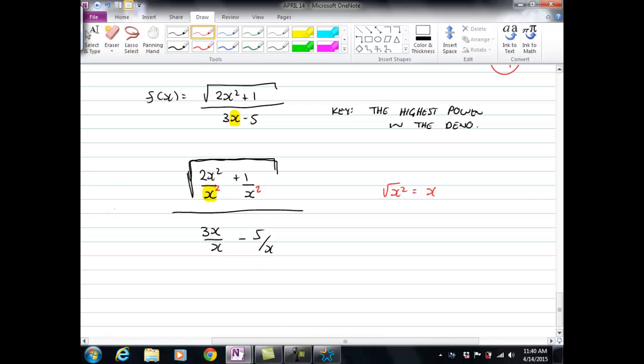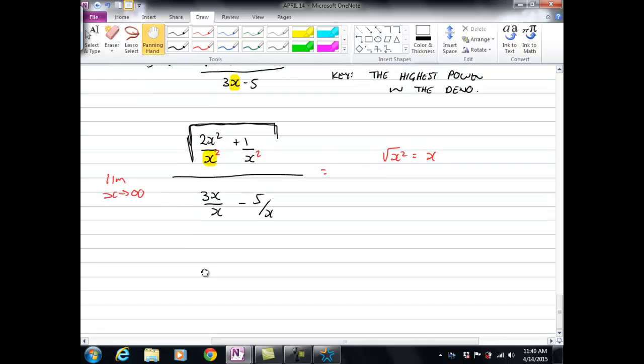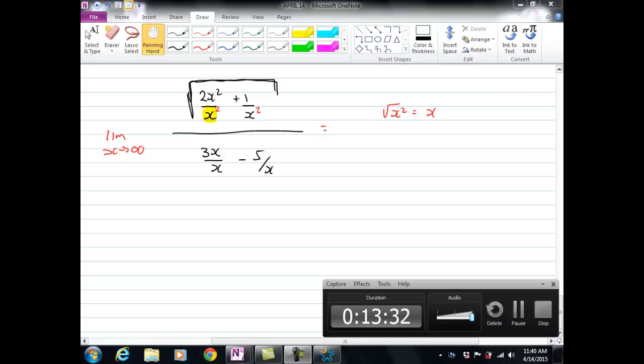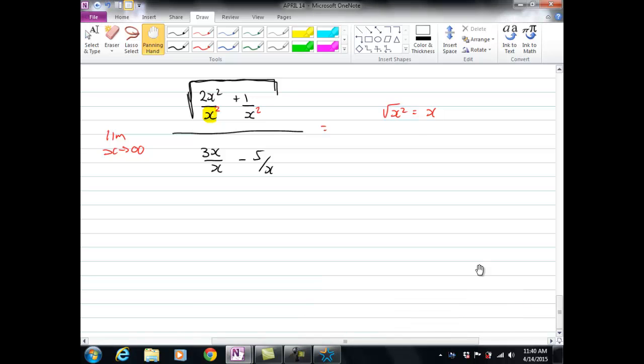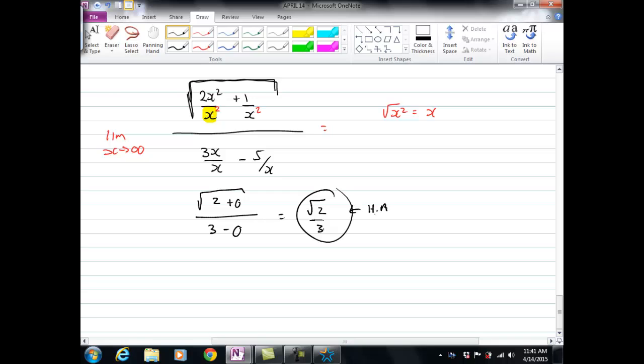Go. But remember, this is the limit as x approaches infinity. So figure out what my HA is. Go. If I did this correctly, you should get 2 plus 0 over 3 minus 0, which gives you root 2 over 3. Ta-da. And that is my horizontal asymptote.